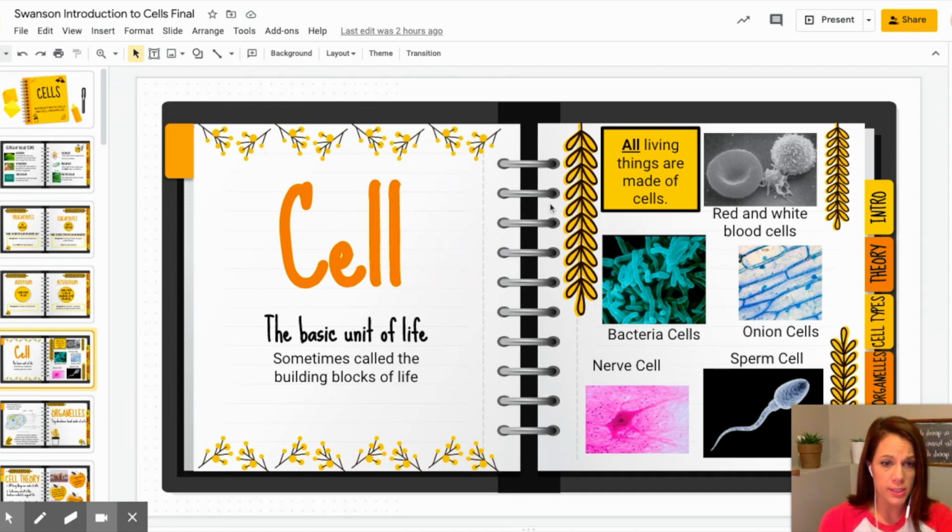Cells come in all different shapes and sizes. We've got red blood cells, we've got white blood cells. Bacteria cells, again, can also come in different shapes. Not all bacteria cells look like this. This is what onion cells look like, nerve cells, and your lovely little sperm cell right there. So cells come in all different shapes and sizes.